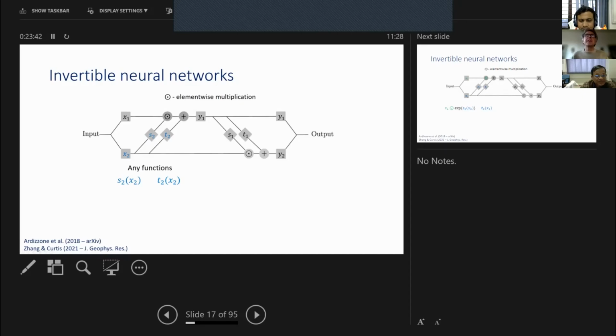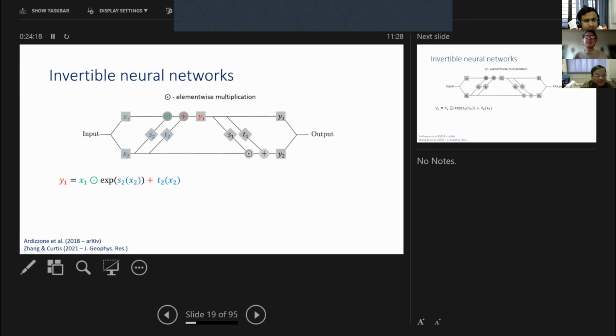When we get up to this branch up here, the output of S2, so S2 applied to the inputs x2, is taken to an exponential, and then it's multiplied element-wise with the numbers x1. So basically each element in the vector x1 is multiplied by the corresponding element of the output of that function. And then they are added to the output of the function t2. And that then gives us this sort of halfway stage output y1.